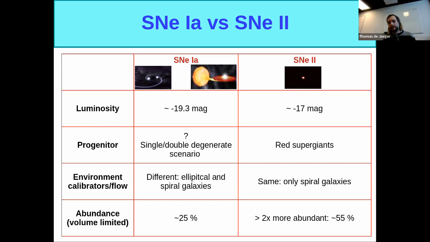So one of the teams, Freedman's, used the TRGB, another calibrator, and they found a value between Planck and Adam Riess. So this is nice, to have calibrators and supernovae in the same environment, so you can study whether the environment is an issue or not.